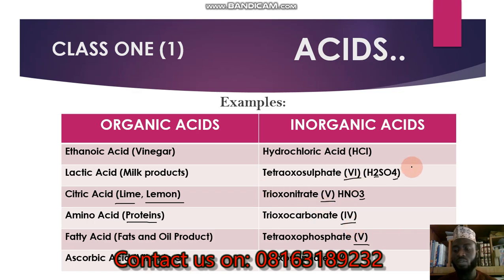When you're asked to give the IUPAC nomenclature, I said you should call this hydrochloric acid. This should be hydrogen tetraoxosulfate 6 acid, and this should be hydrogen trioxonitrate 5 acid. This should be hydrogen trioxocarbonate 4. Then this is hydrogen tetraoxosulfate 5. Then you have hydrogen trioxosulfate 4. So that's what is expected. However, these are the common names as used in most textbooks.